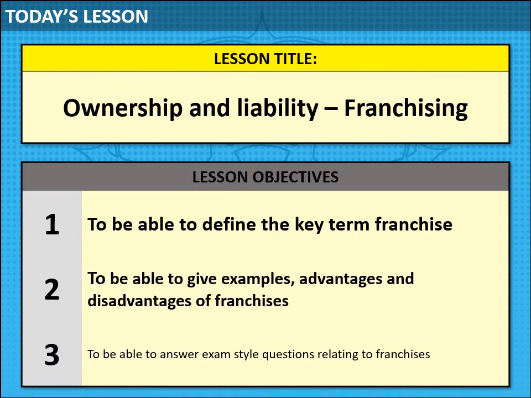Today we are going to look at franchising, and if you can see, I've made a mistake there with the lesson title, so I will change that if I can. Otherwise, we are going to be doing franchising today, not private limited companies. We are going to give examples of advantages and disadvantages, and you're going to try and answer an exam style question related to franchise.